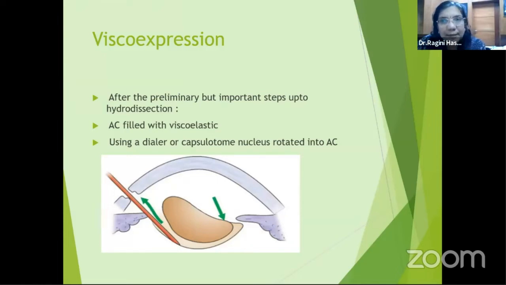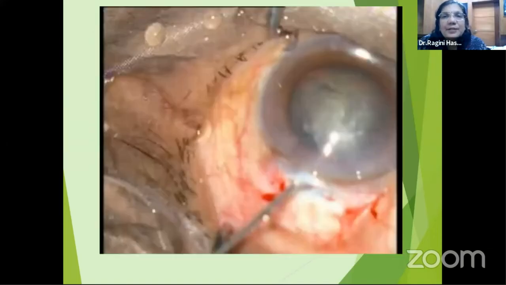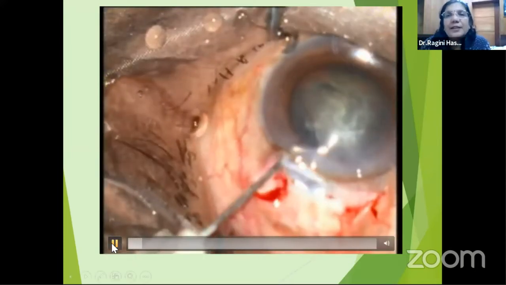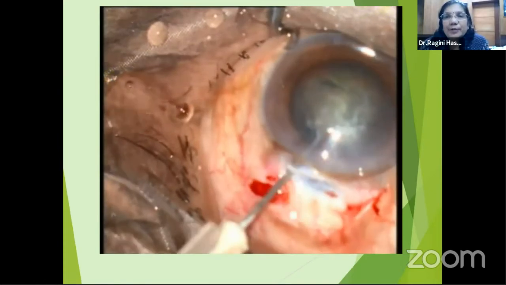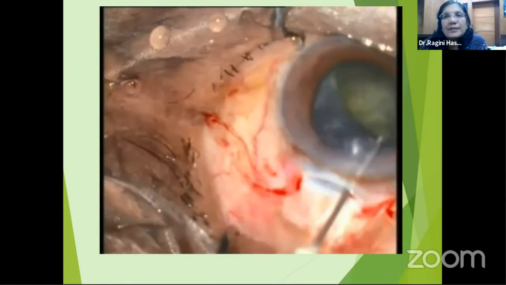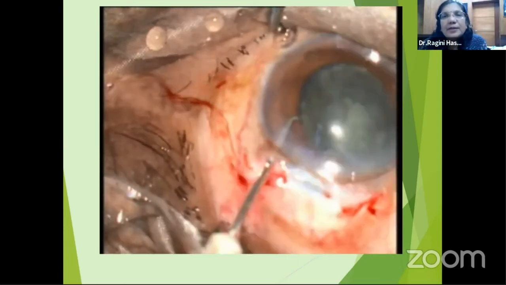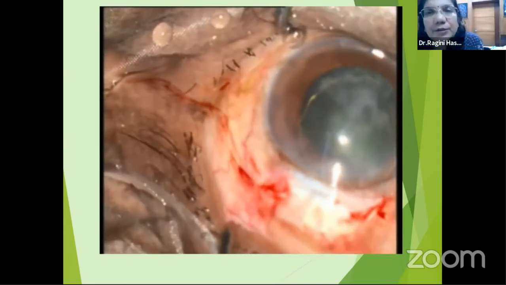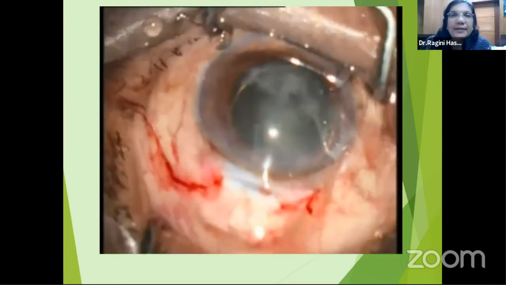In the visco-expression technique, you do not use a glide. What you have is a visco syringe, a pre-filled visco syringe, and it can be used to bring the nucleus into the anterior chamber. As you can see over here, I'm a left-handed surgeon, and the hydro maneuver is complete. The nucleus is now first dislodged towards 6 o'clock, and at the equator, using a carousel technique, it is rotated and brought into the anterior chamber.